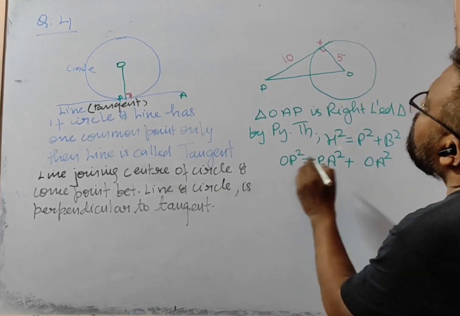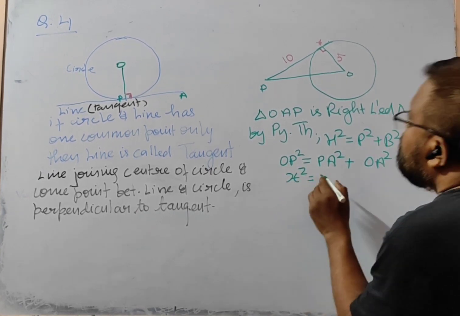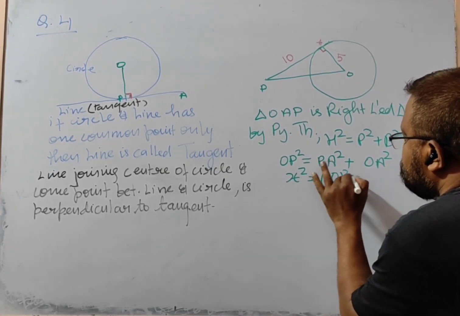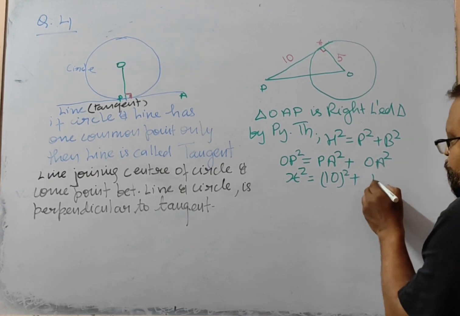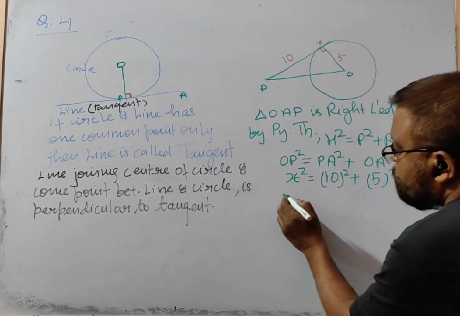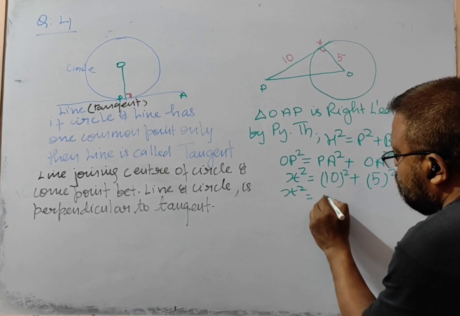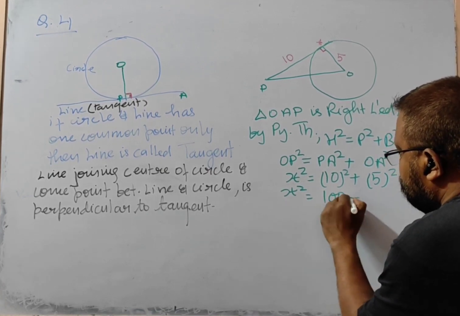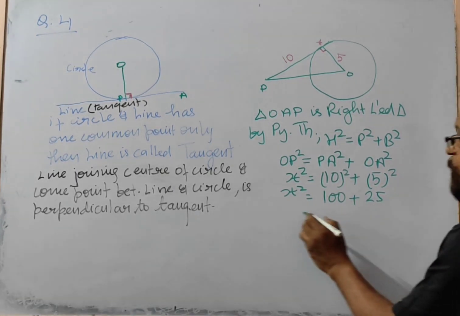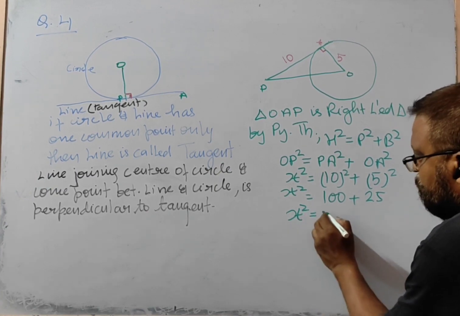Right? OP square is x square. X is given as PA is 10 whole square plus 5 whole square. So x square is equal to 10 whole square, which is 100, plus 5 whole square, which is 25. So it becomes x square is equal to 125.